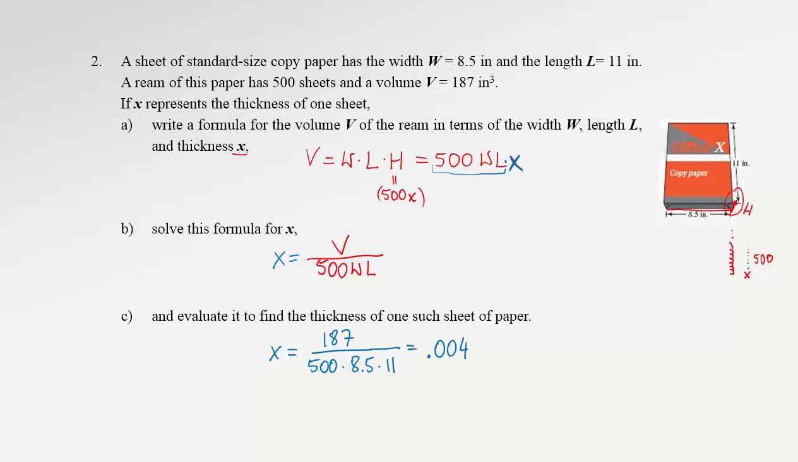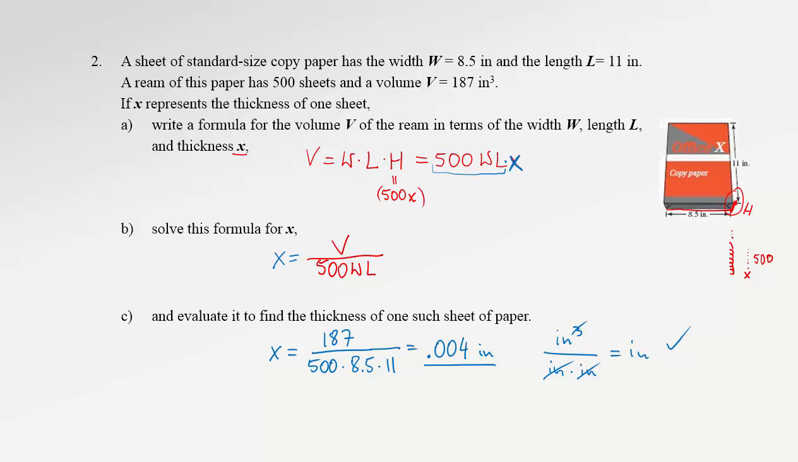And let's double check the units if they agree. In the numerator we have volume, which is inches cubed. In the denominator we have width in inches and length in inches. So the 2 inches are cancelling 2 of the inches from the top and we end up with just inches. So yes, the denominations agree and our final answer is in inches. So we have 0.004 inches.